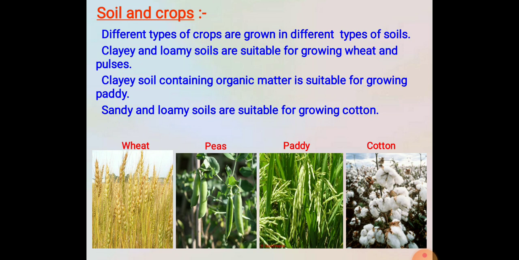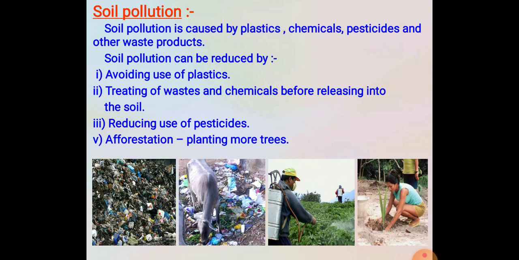Now students, we are all part of this environment, and soil is a basic component of the environment. So to keep our environment clean and beautiful, we must take care of the soil also by avoiding the use of plastic and throwing plastic in the soil, which reduces the fertility of the soil. Reduce the use of pesticides, because pesticides contain chemicals which also reduce the fertility of the soil. Treat waste and chemicals before releasing them into the soil, because they will again reduce the fertility.